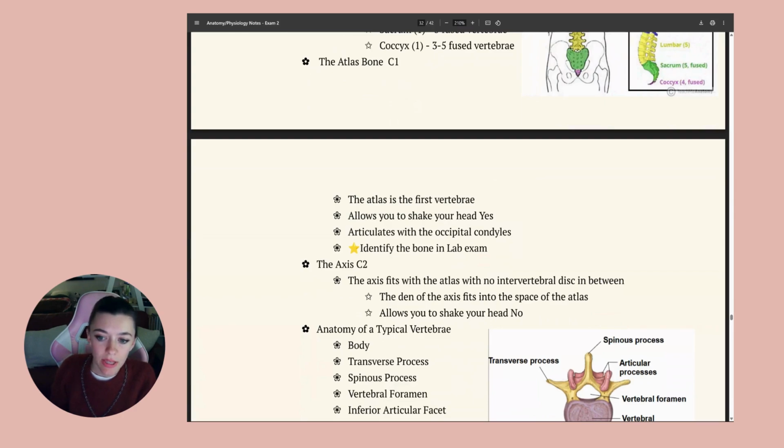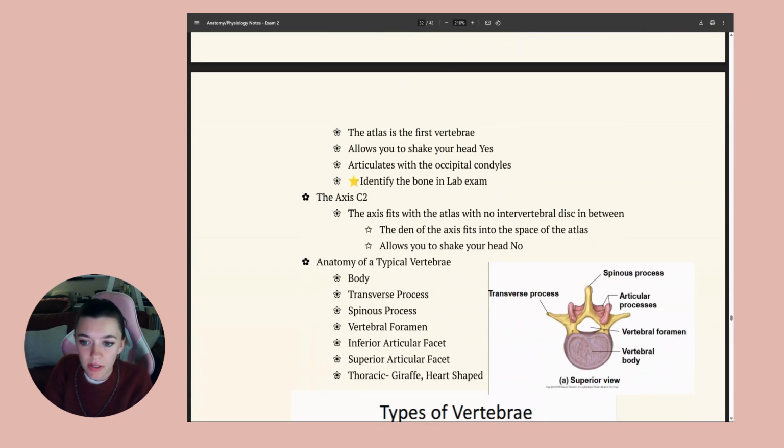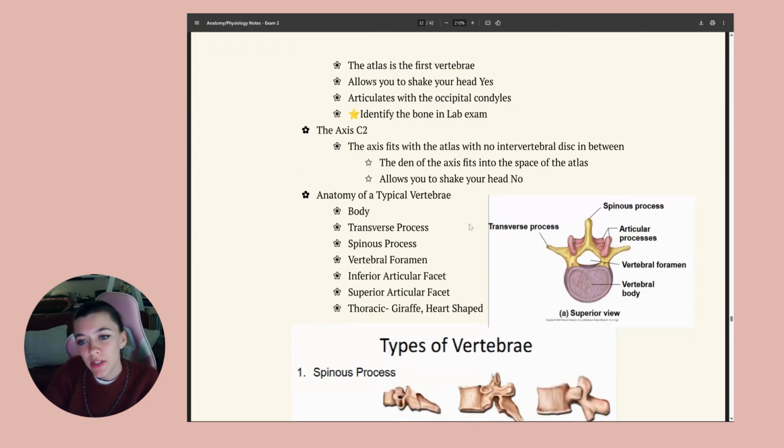The dens of the axis fits into the space of the atlas, and it is the axis that allows you to shake your head no. So if you look at the X, no. Axis, no. Okay. Anatomy of typical vertebrae.